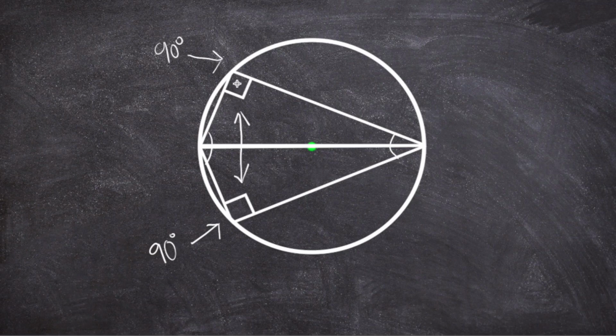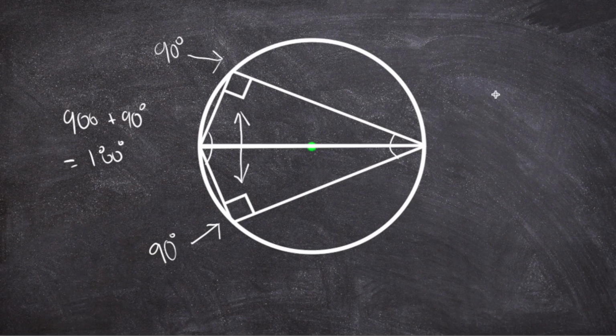But if we now take the sum of these two angles, we get 90 degrees plus 90 degrees, which equals 180 degrees. So the sum of these two opposite angles is 180 degrees. So this must be a cyclic quadrilateral, but it's a kite. So a kite is a cyclic quadrilateral.